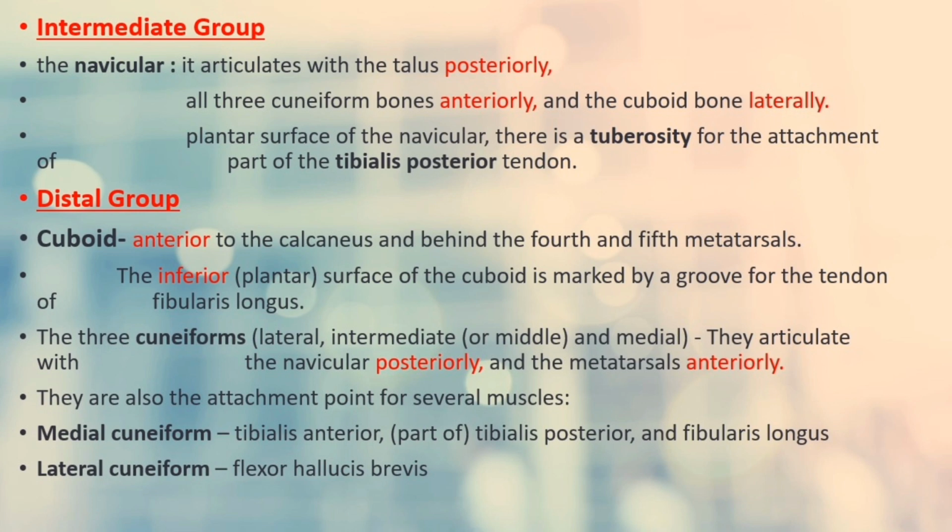The cuboid is furthest lateral, lying anterior to the calcaneus and behind the 4th and 5th metatarsals. As its name suggests, it is cuboidal in shape. The inferior plantar surface of the cuboid is marked by a groove for the tendon of fibularis longus. The 3 cuneiforms, lateral, intermediate or middle, and medial, are wedge-shaped bones. They articulate with the navicular posteriorly, and the metatarsals anteriorly. The shape of the bones helps form a transverse arch across the foot. They are also the attachment point for several muscles. Medial cuneiform, tibialis anterior, part of tibialis posterior, and fibularis longus. Lateral cuneiform, flexor hallucis brevis.